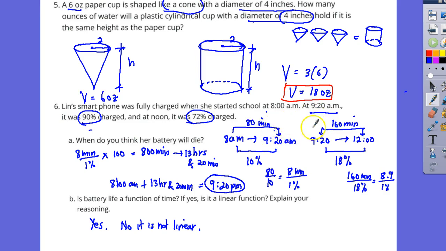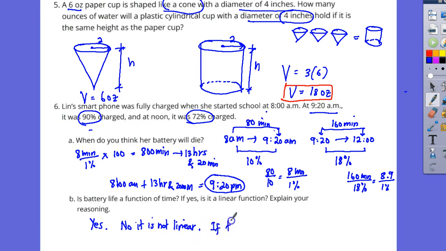So take a look over here. If you double the number of minutes, the percent used must also be doubled. But this one, it didn't get quite doubled. It's a little less than doubled, right? So 80 minutes, 160 minutes, that got doubled. This one, nope. So this is not linear. It's very close to linear, but not quite. Okay, so we're going to say, no, it is not linear.